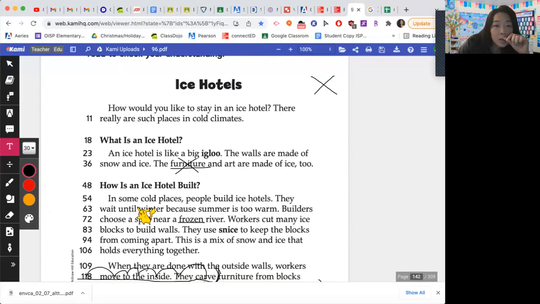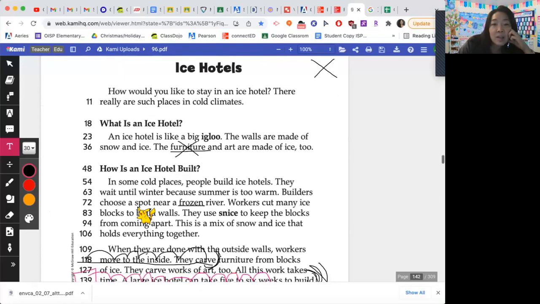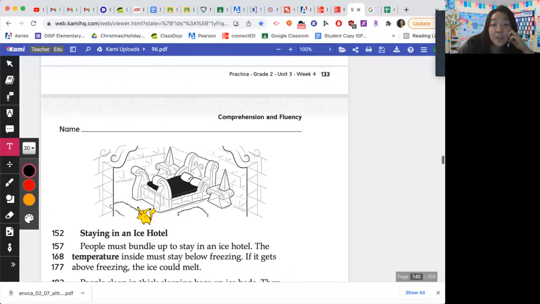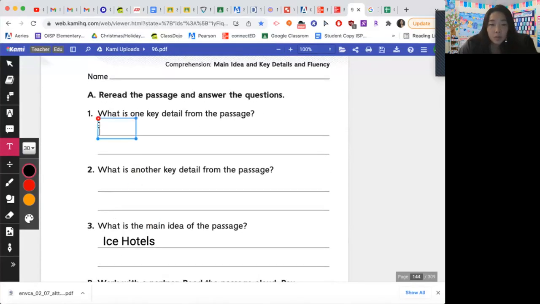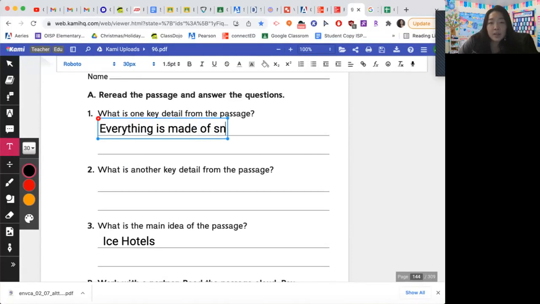So I'm gonna say that the main idea is all about ice hotels. And I'm gonna say that a key detail is that everything is made of snow and ice. Not just the hotel itself, but even inside, all the furniture, the beds, the chairs, even the paintings on the wall, they're all made of snow and ice.